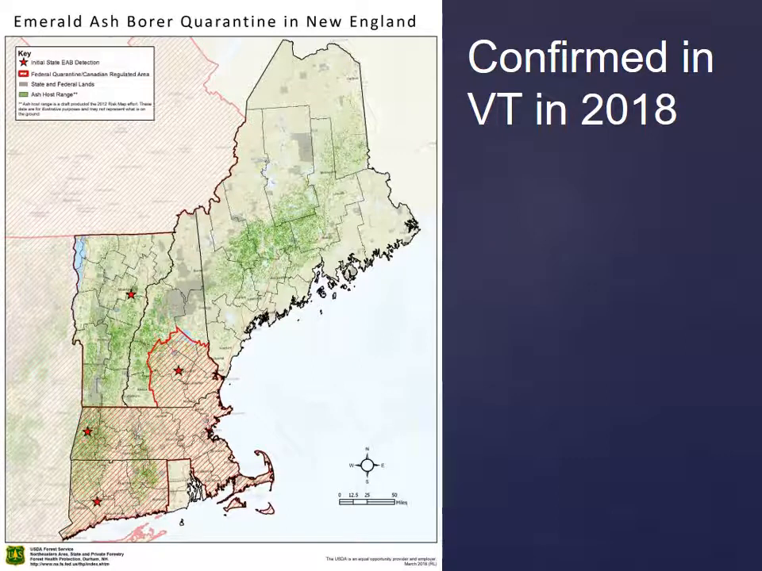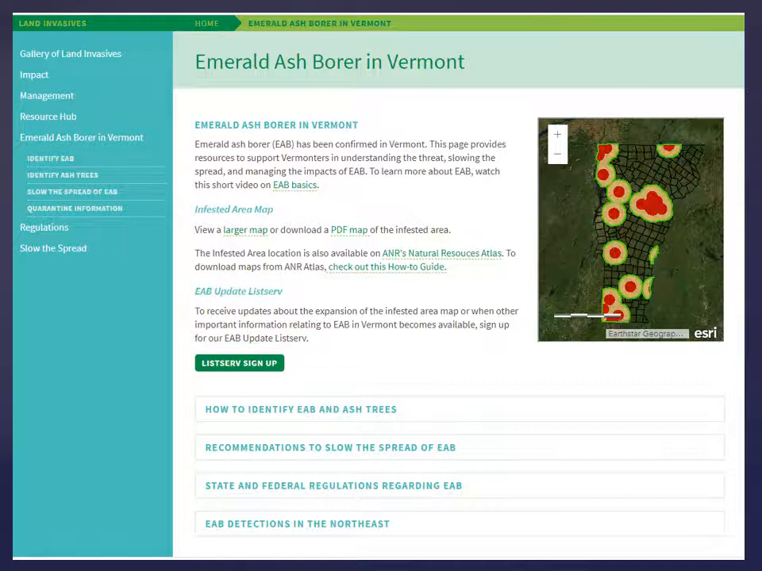Emerald ash borer was confirmed in northern Orange County, Vermont in February 2018. This was the first emerald ash borer infestation discovered in Vermont. Since 2018, we've been confirming numerous new infestations each year.